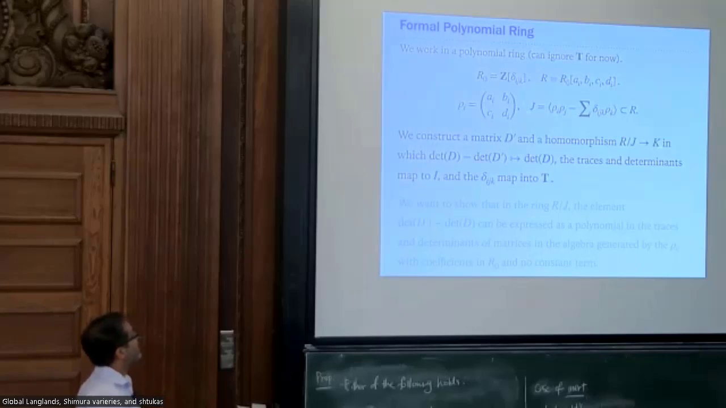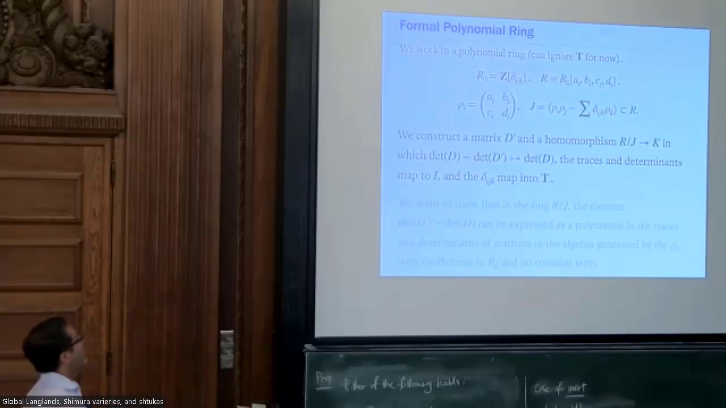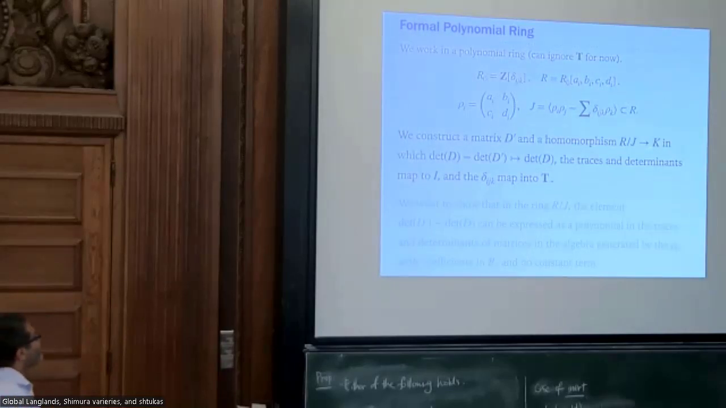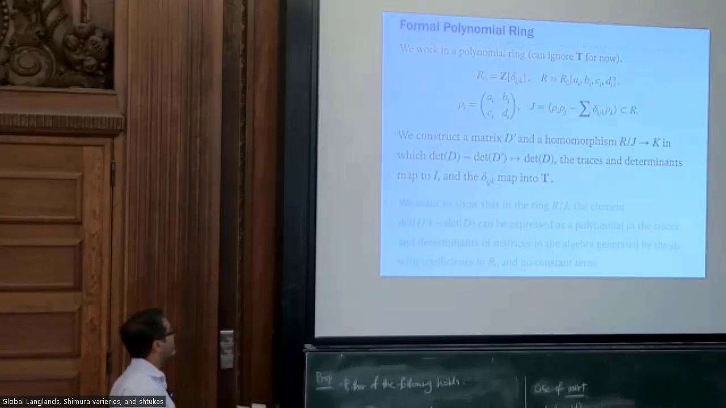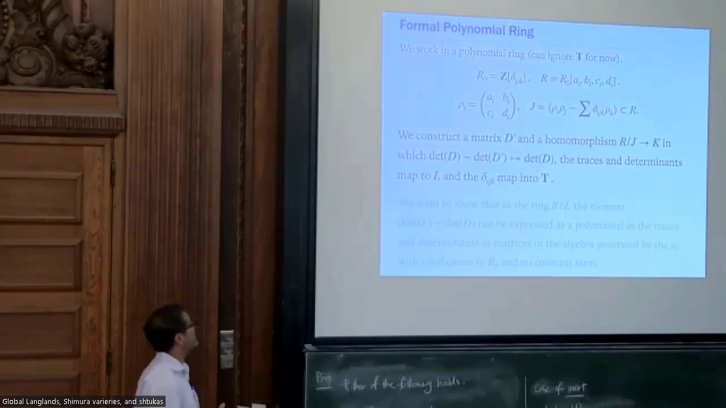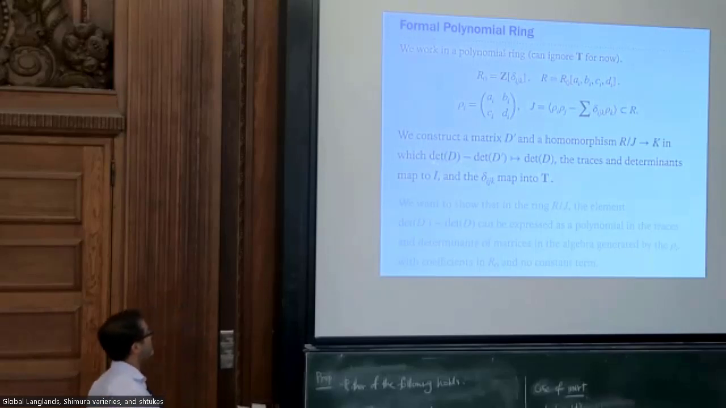You can just send every one of these formal variables to the thing that it represents in K, and you want to show somehow that your fitting ideal in here lands inside of I. It turns out that there is an adjustment you can make to your determinant D to get something called D prime, where the determinant of D prime is actually 0 in K. Therefore it suffices to show that the determinant of D minus the determinant of D prime maps to I in here, because the determinant of D prime goes to 0.